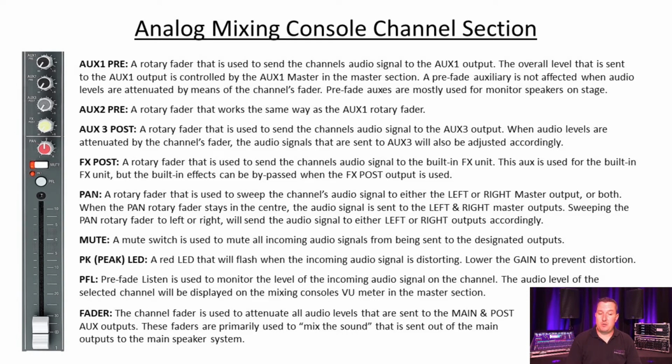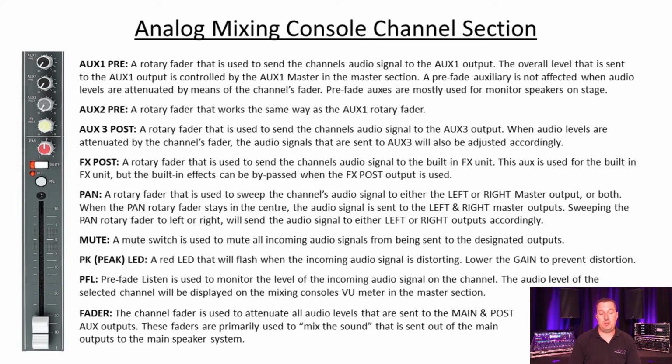AUX2 pre is a rotary fader that works exactly the same way as the AUX1 rotary fader. AUX3 post is a rotary fader that is used to send the channel's audio to the AUX3 output. When audio levels are attenuated by the channel's fader, the audio signals that are sent to AUX3 will also be adjusted accordingly. FX post is a rotary fader that is used to send the channel's audio to the built-in effects unit. This AUX is used for the built-in effects unit, but the built-in effects can be bypassed when the FX post output is used.